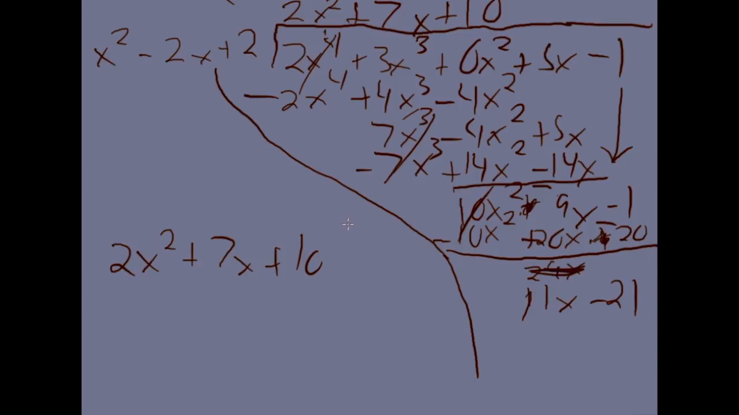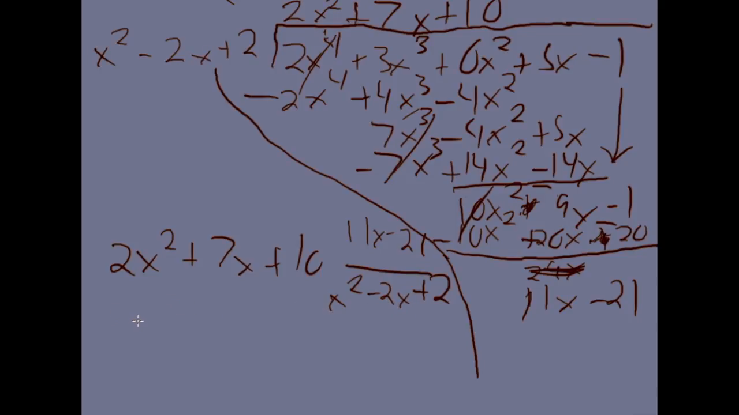It's just so much writing. Maybe I should write too big. And then you have the 11x minus 21 over x squared minus 2x plus 2. Remember, just like in long division, you always put the number you're dividing by under the here, right, in the denominator.